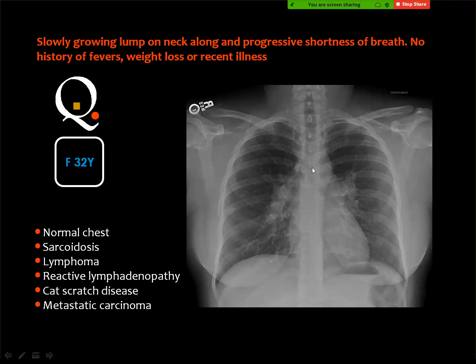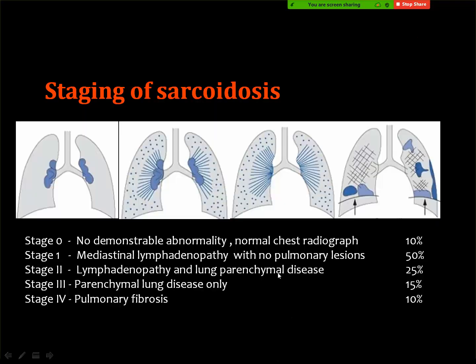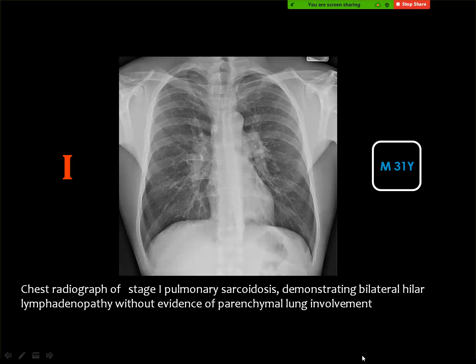Bilateral symmetrical enlargement of the hilar shadows due to lymphadenopathy. There are stages of sarcoid. Stage 0, normal chest X-ray. Stage 1, only mediastinal lymphadenopathy without lung changes. Stage 2, lymph nodes and lung changes. Stage 3, lung changes without lymph nodes. Stage 4 is pulmonary fibrosis, similar to any case of pulmonary fibrosis. This is known as end-stage lung or end-stage sarcoid disease.